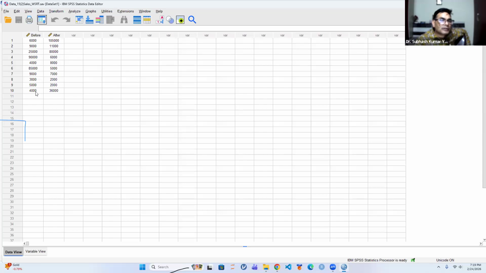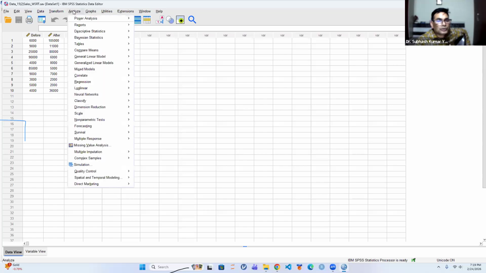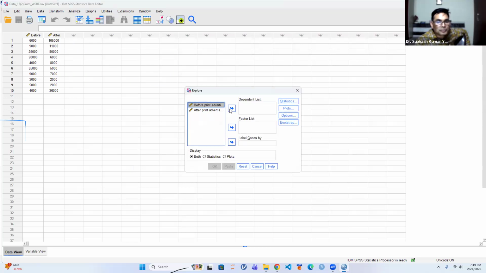Okay, before performing any non-parametric test, first we should check the normality of the data. So let us check that. Go to Analyze, and there you will see Descriptive Statistics, and here you will see this Explore option. This is very important. Explore, and just put variable 1, and you can also put 2 here.